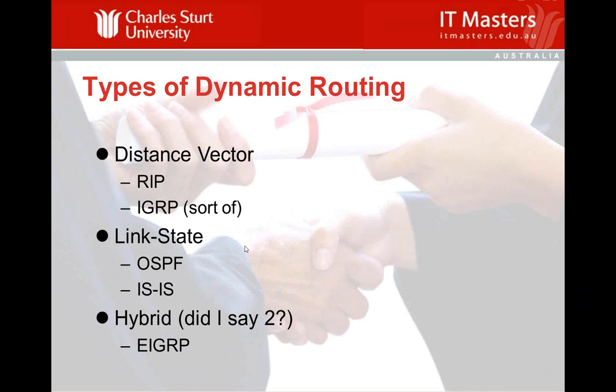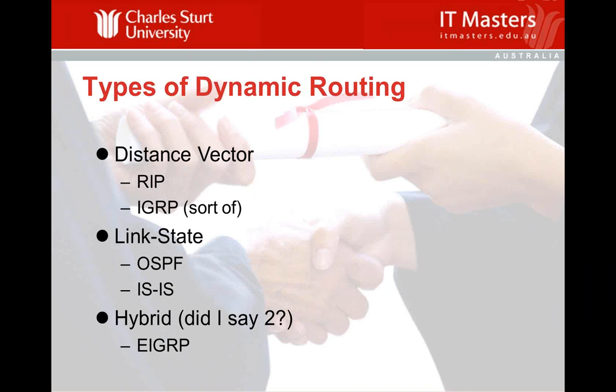Link state. What they do is they monitor the states of links, so physical interfaces. That's what they monitor, and they send updates out about that. So they don't care about hop count. They care about the state of the actual link that you want to send the packet across, and that's where this cost comes into it, and we'll see that a bit later on. IS-IS, which is Intermediate System to Intermediate System, is a legacy protocol, not used hugely anymore. That's a link state as well.